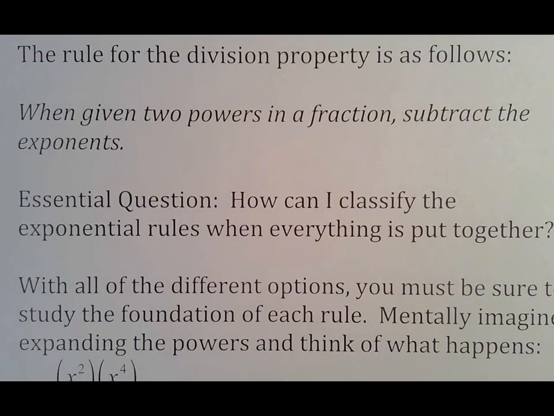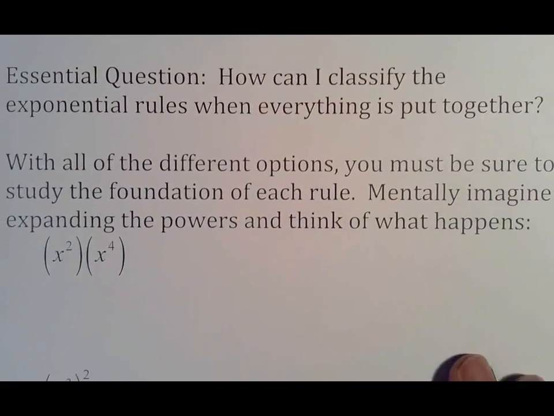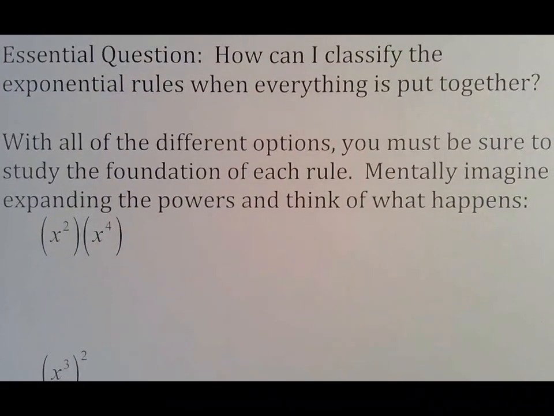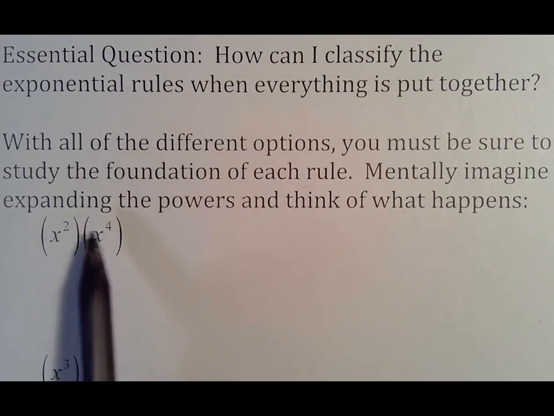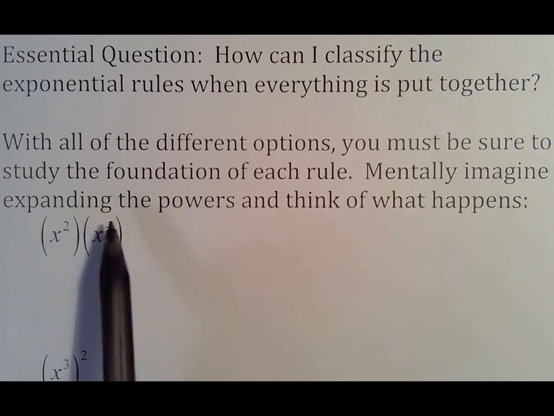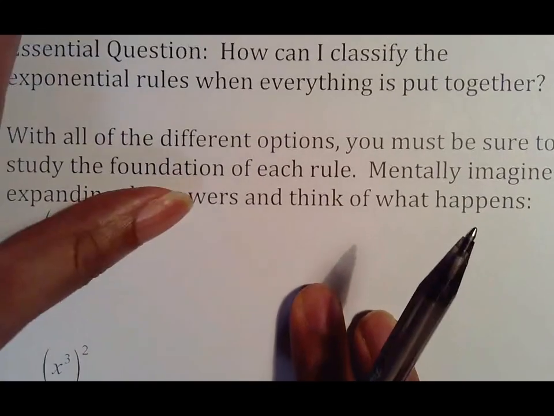So how can you classify the exponent rules when everything gets together? I'd say with all the different options, you must be sure to study the foundation of each rule. Again, imagine expanding the powers and think of what happens. So I could think of this as 2 x's and 4 x's, which to me makes sense to be 6, 2 plus 4.